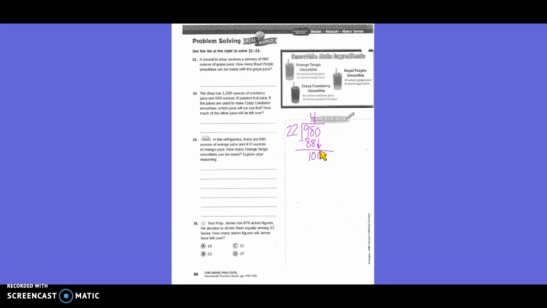4 times again, right? Because 5 times 20 gives us 100, but we have 22, right? So minus 88 again. So 10, 9, 0. 9 minus 8 is 1. 10 minus 8 is 2. So 44 remainder 12. So we said that they had 980 ounces, and then how many whole smoothies can be made? 44 smoothies.